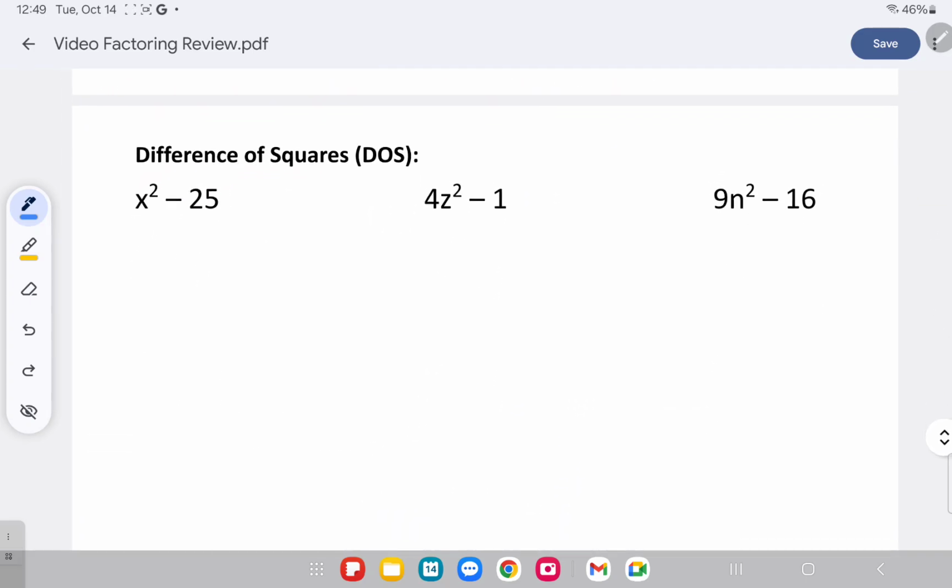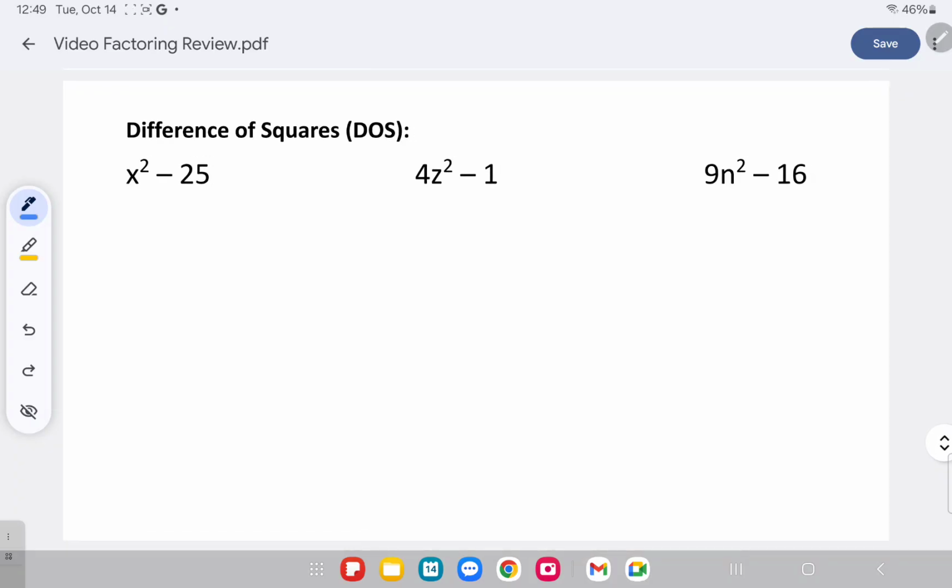Let's look at a few special cases. The first is difference of squares. You'll notice for each one of these examples, we're missing the middle term. So let's pretend for a second that that middle term was there. And this said x squared plus 0x minus 25. So there's no x term, so we'll just put a 0x there. That means we're looking for two numbers that multiply to negative 25 and add to 0. That's positive 5 and negative 5.